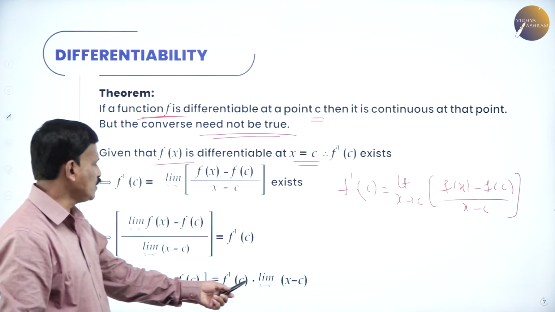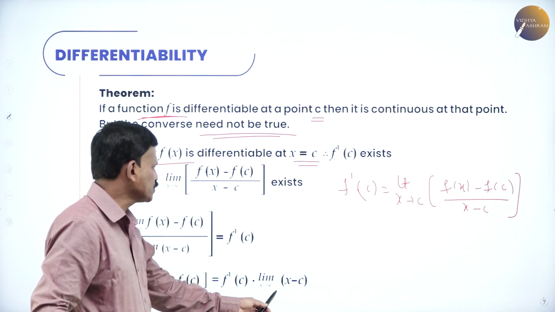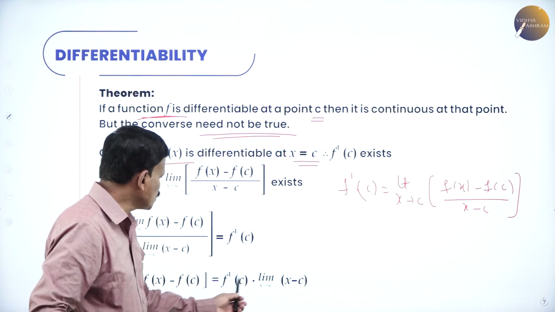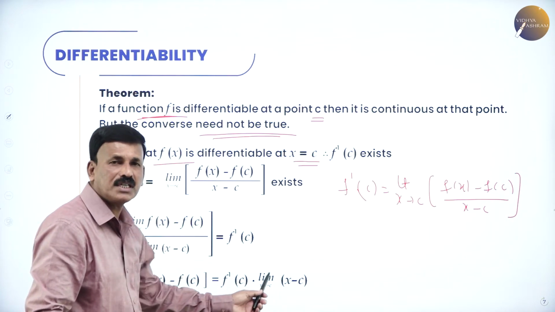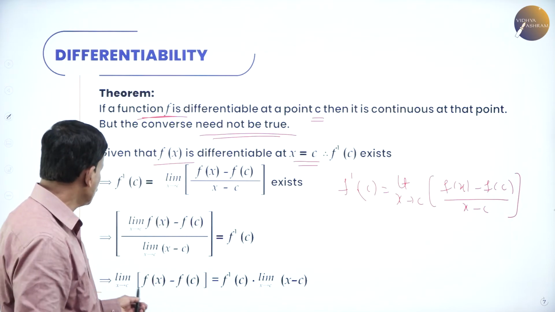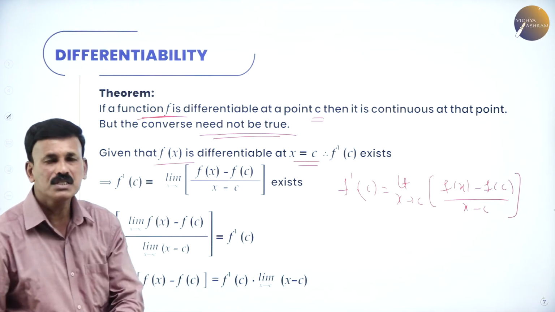Now, substitute the value of c. Put x is equal to c. What happens? If you put x is equal to c, this becomes c minus c. C minus c is 0. This reduces to 0. That means 0 into any number is 0. The right hand side is totally equal to 0. So that means limit f of x minus f of c is equal to 0.